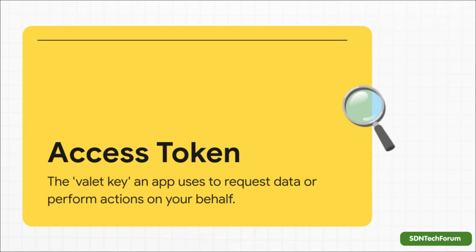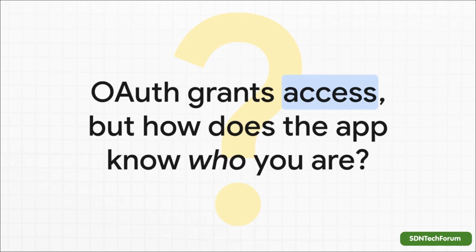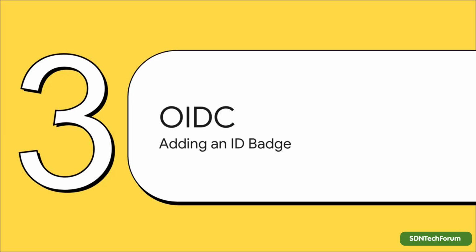The app got this key without ever seeing your password. Okay, that's great. But hang on a second. We've got a new problem. A valet key can start a car, but it doesn't have the driver's name written on it. OAuth is fantastic for authorization. That's the what an app can do part. But it doesn't actually handle authentication. That's the who is this user part. How does the app know it's you? So, how do we solve that?